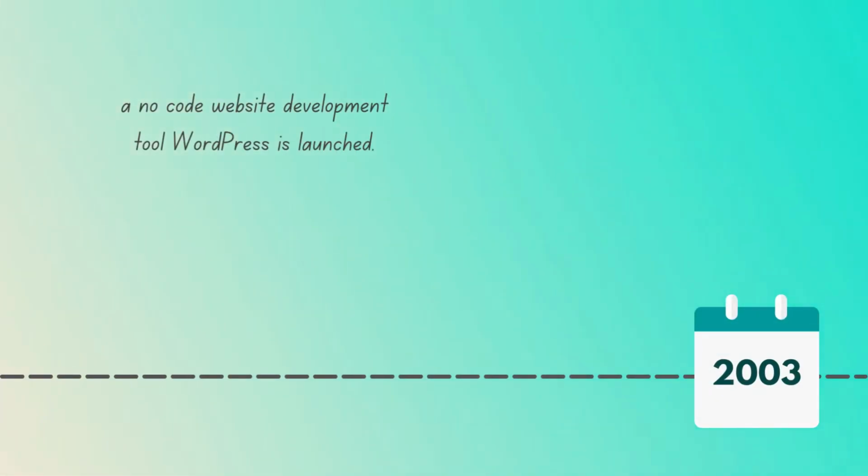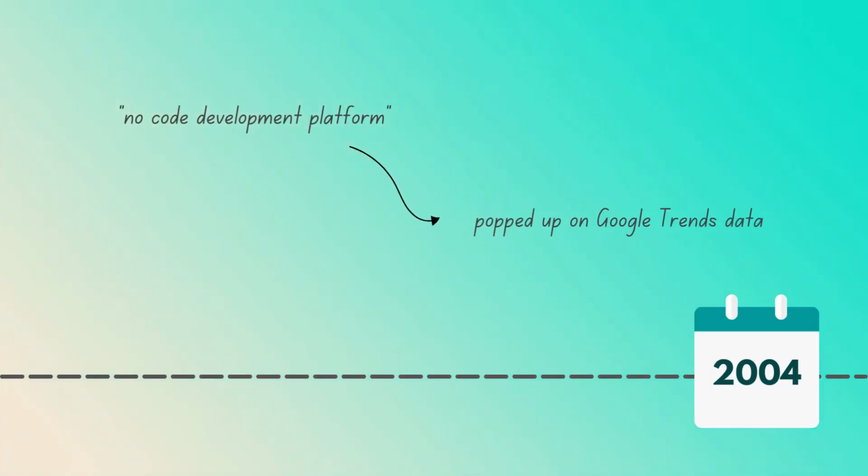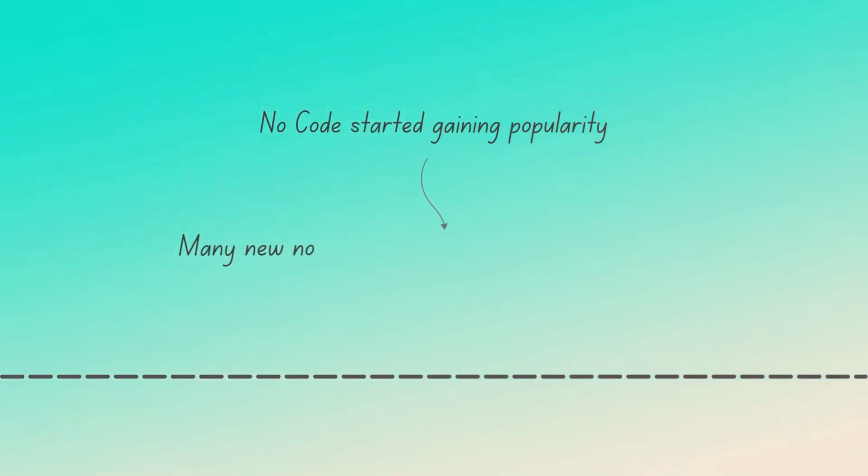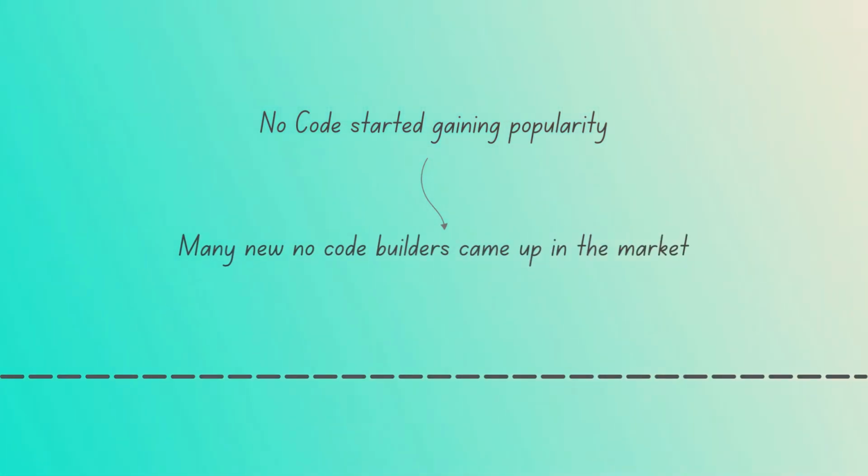And it was in the year 2003, a no-code website development tool WordPress was launched. This is considered a significant turn in the history of no-code, as this was when more people became aware of no-code. And interestingly, 1 year later, the term no-code development platform started showing up in Google Trends data. And as no-code started gaining popularity, businesses started realizing the potential of this technology, and slowly, many new application builders and platforms came up in the market.